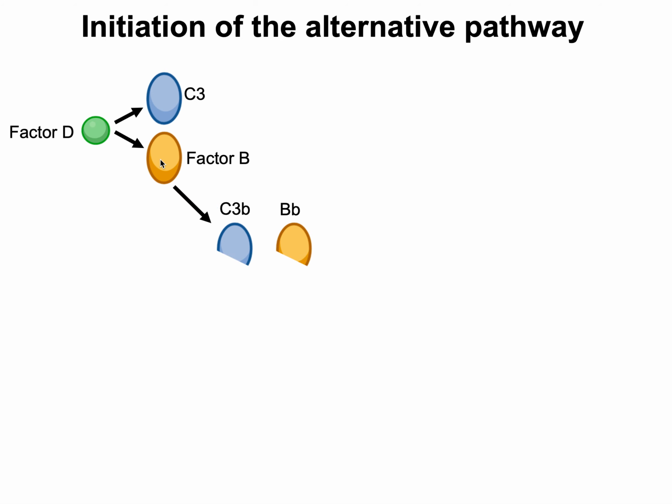So let's focus first on the alternative pathway. I'm going to start by talking about 3 components of complement that are constitutively circulating in your plasma and your interstitial fluid: factor D, C3, and factor B. Factor D is a protease that cleaves C3 and factor B into C3b and Bb and C3a and Ba. I won't talk about C3a for a few moments, so let's focus first on these 2 components, C3b and Bb.